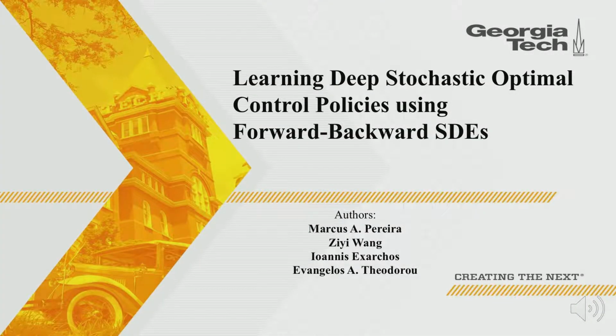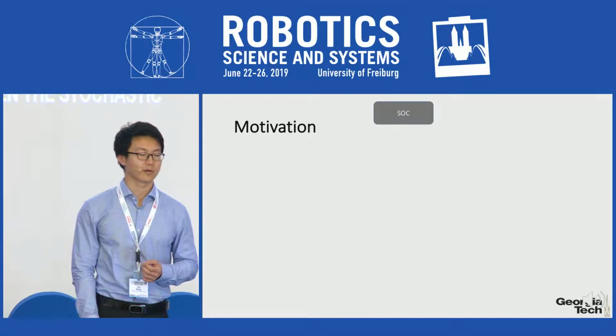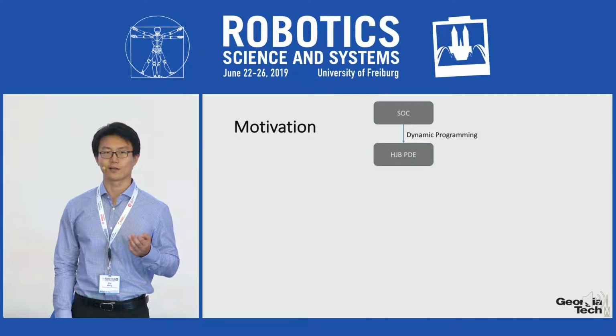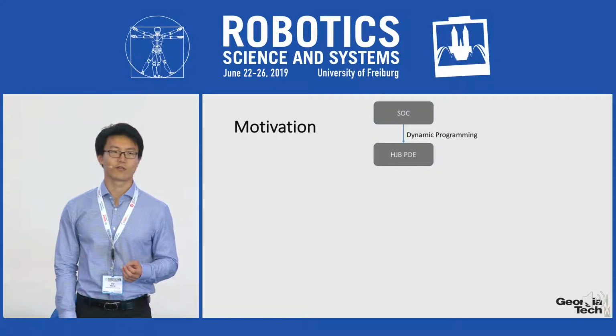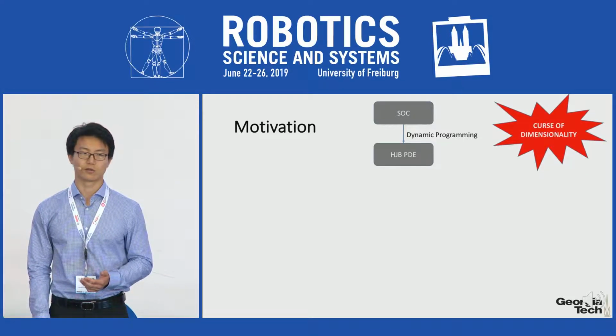Hi, everyone. Today I'm going to present the deep forward-backward SDE controller. Given a stochastic optimal control problem, we can apply the dynamic programming principle and obtain the Hamilton-Jacobi-Bellman PDE, which is nonlinear, and trying to solve for the global optimal solution will suffer from the curse of dimensionality. But there are a couple of ways to obtain a locally optimal solution through approximation.